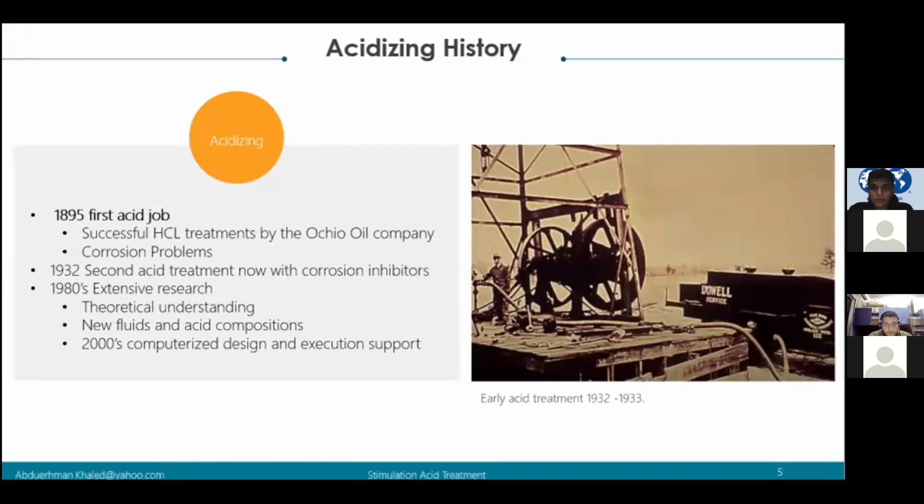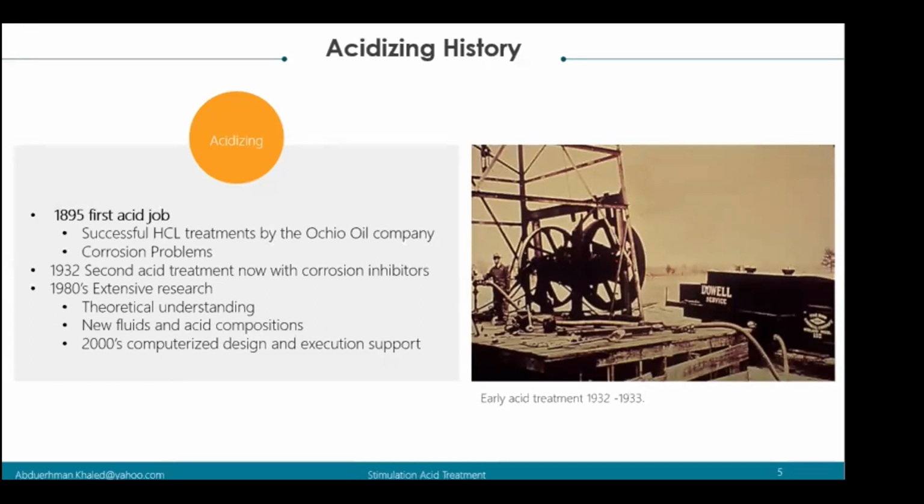The corrosion inhibitors were developed more or less in 1932, and developed further later on. The main drive came in the 1980s, when extensive research was done and improved our theoretical understanding, and as a result we have fluid and acid completions. And after that, essentially this century, computerized design and execution support of acidizing treatments really started.